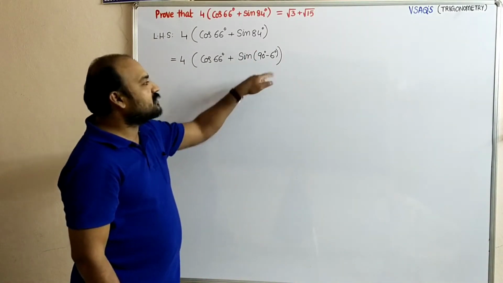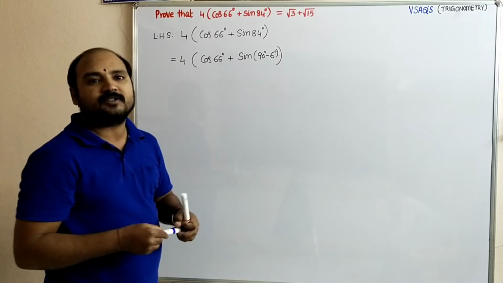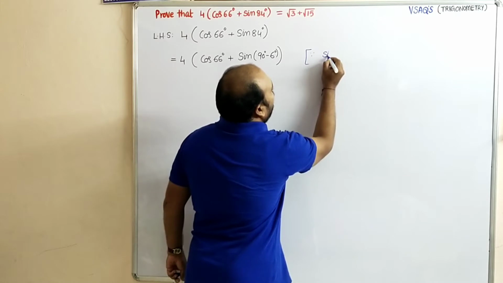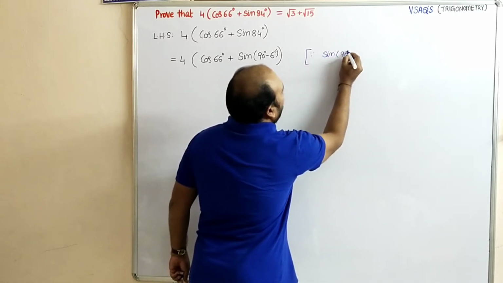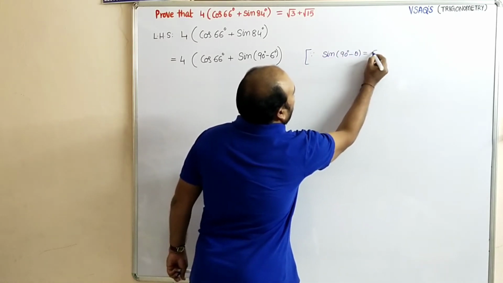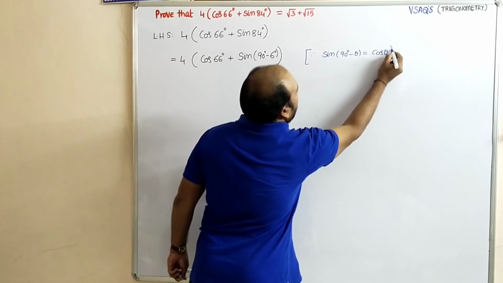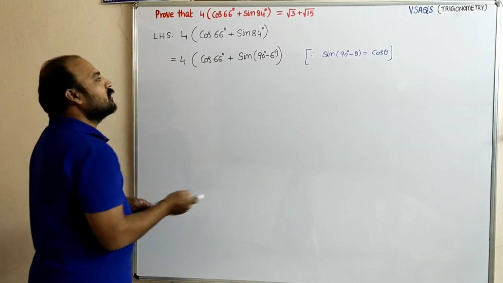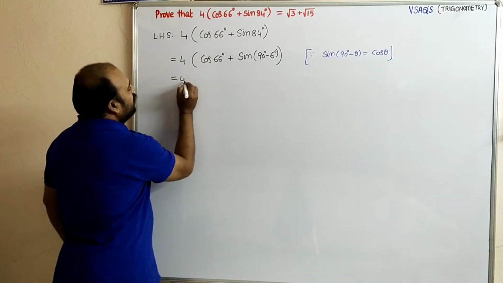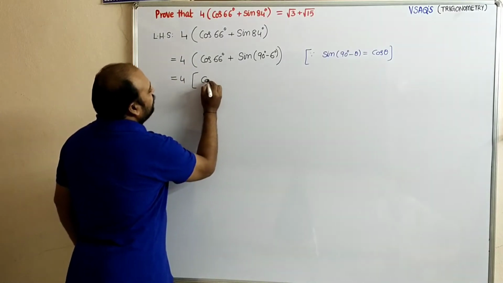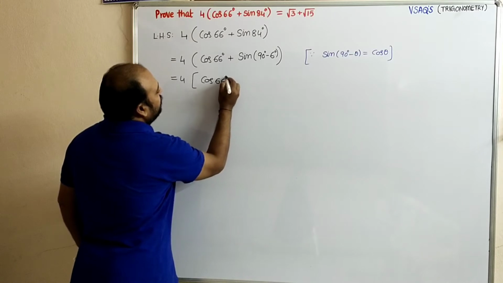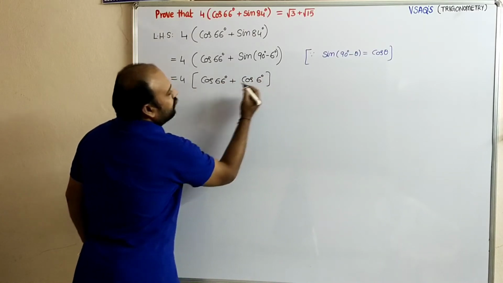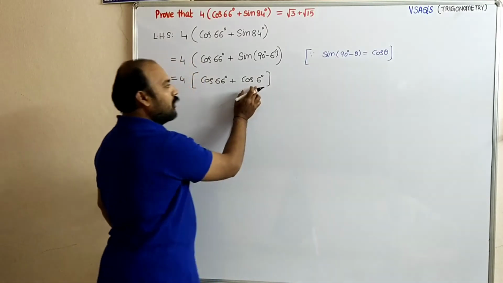What is the formula for sin of 90 minus theta? Sin of 90 minus theta equal to cos theta. So in place of theta, what value is there? Here 6 degrees is there. So in the next step, it becomes 4 into cos of 66 degrees plus cos 6 degrees. By using this formula, we got it.